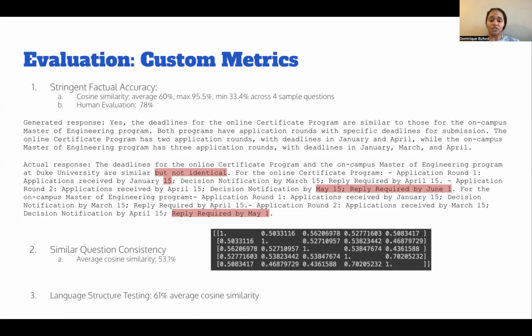And then language structure testing, the LLM should be able to handle questions that are structured differently. So that would be like an indirect question, negative question with negative compounds, direct question, or compound sentences. And for that, we got a 61% average cosine similarity.